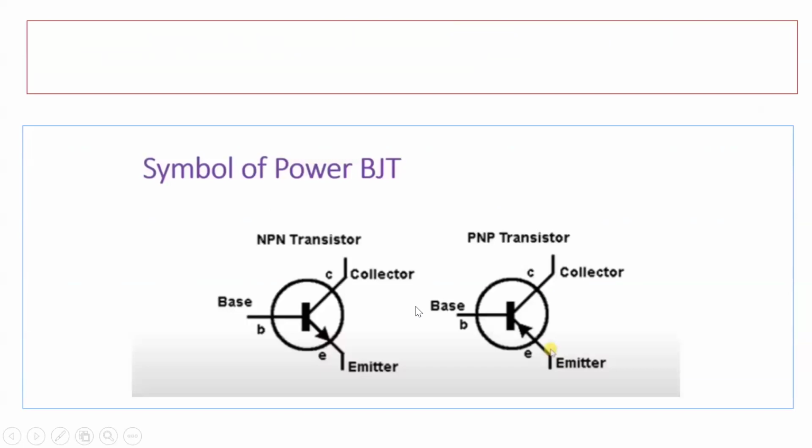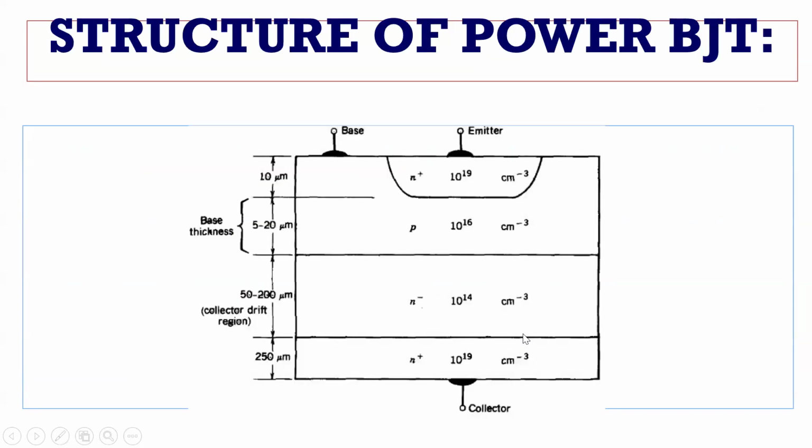The symbol of the power BJT is the same as for the normal NPN and PNP transistor. There is not much difference in the symbol. How should the structure be? It is constructed as a four-layer structure, and in this four-layer structure, N layers and P layers are doped alternately. The vertical structure is preferred here, as in the figure, because it maximizes the cross-sectional area.